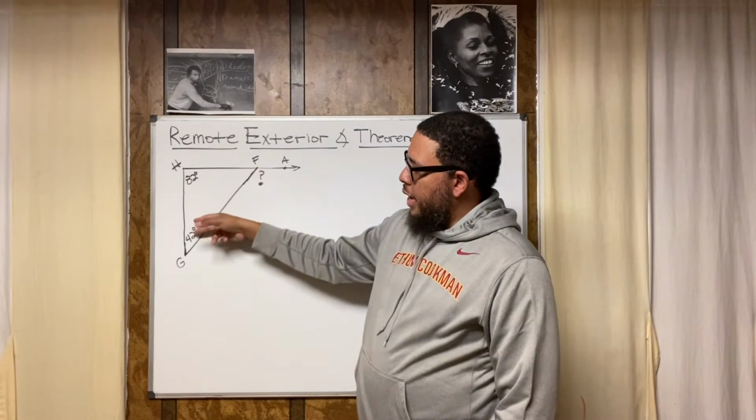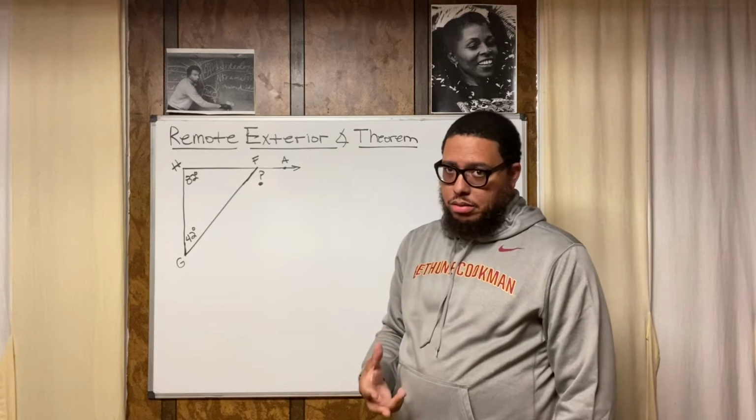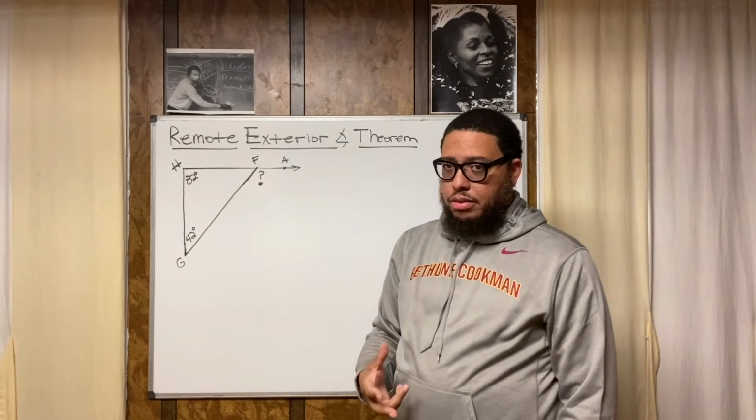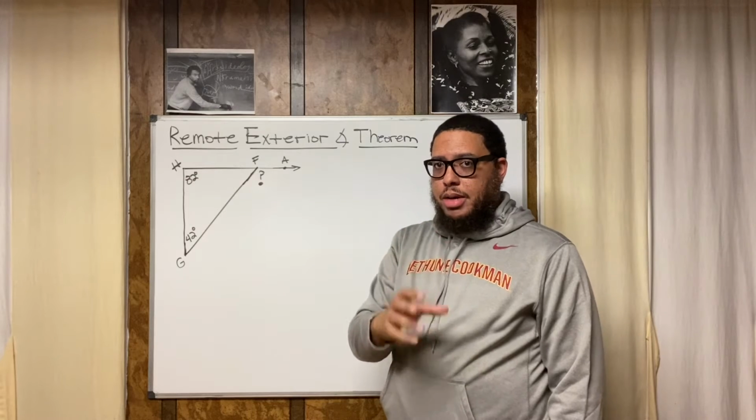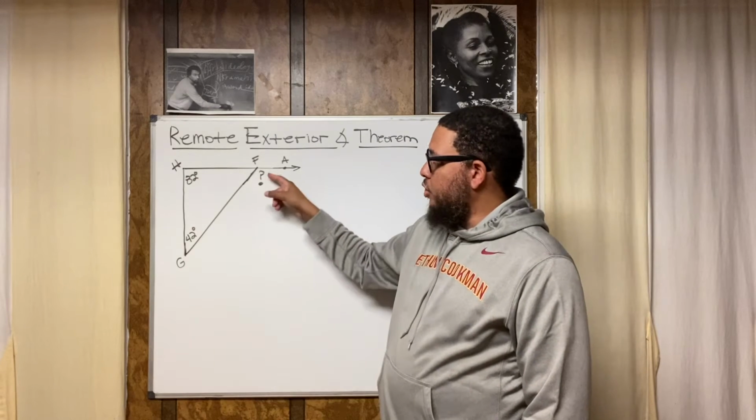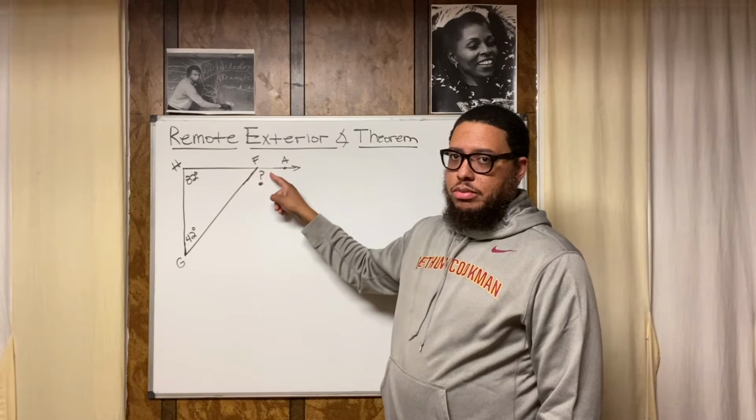So this is the angle, right? This is an exterior angle, and it's remote from or far away from these two angles. This angle right here is very close to it. It's adjacent to it. So what the remote exterior angle theory says is this. The two remote angles, when you add them together, that sum is always going to be equal to the measure of this exterior angle.